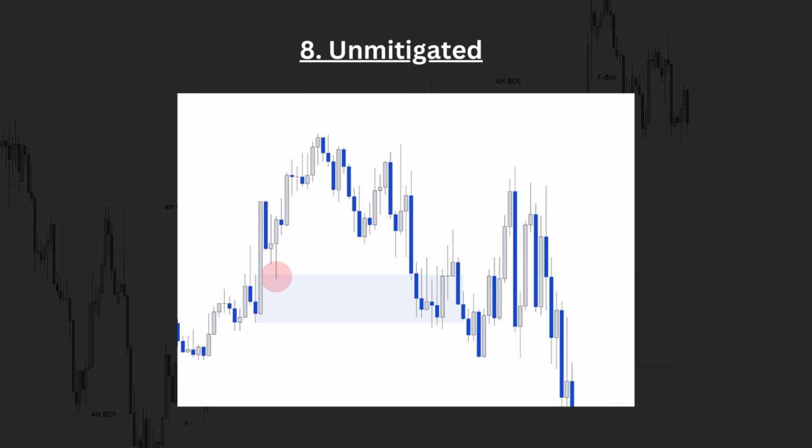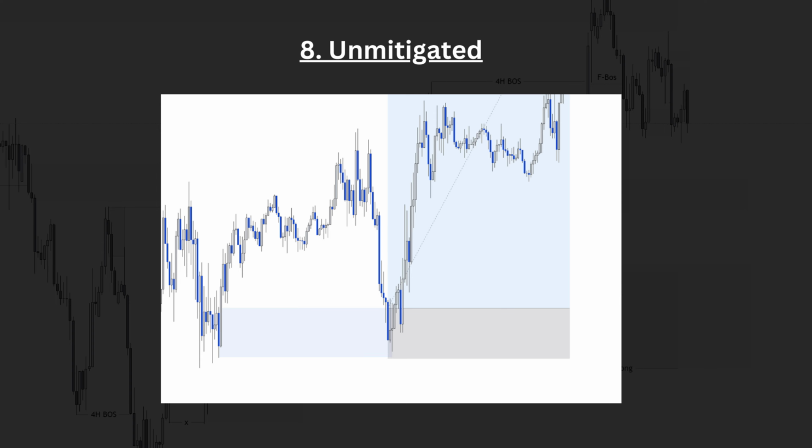Last but not least is, is the zone unmitigated, which is just a fancy way of asking has that zone been tapped before, or have orders already been fulfilled in that zone? Another way of saying it: is that zone completely fresh, or has that zone been touched before? So here you can see in this example, this zone has been tapped into multiple times before, which now makes it very likely that all of the resting orders in the zone have already been collected, making the probability very high that the zone will fail. So therefore, I usually like to focus on the zones that are completely fresh because these usually give you the strongest moves.